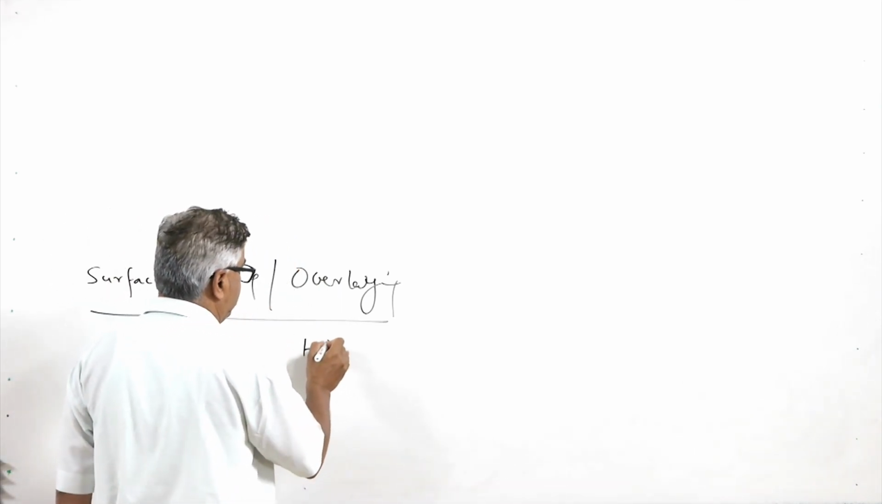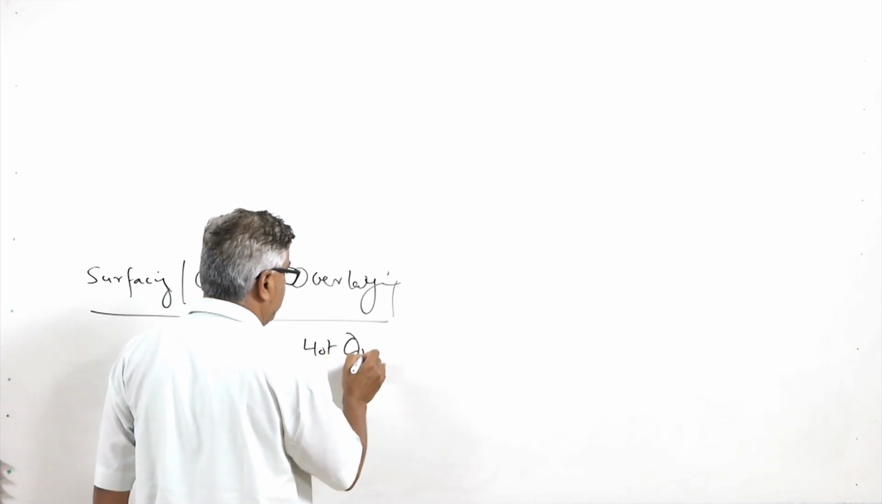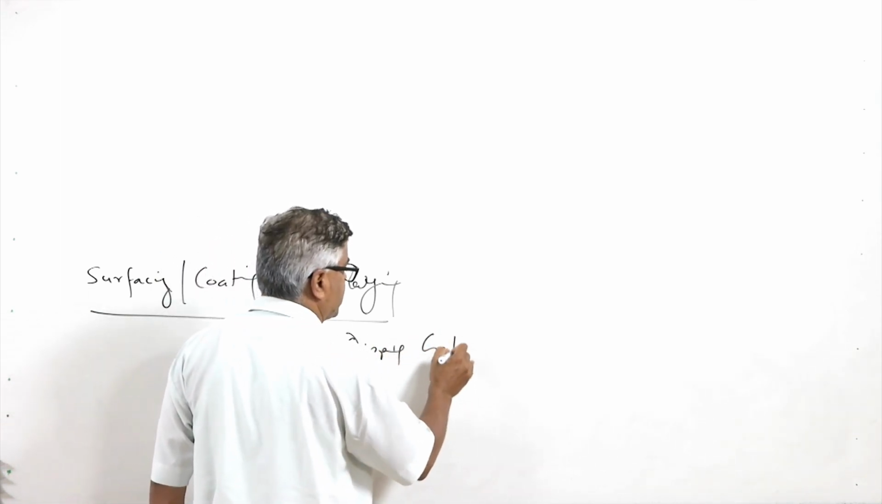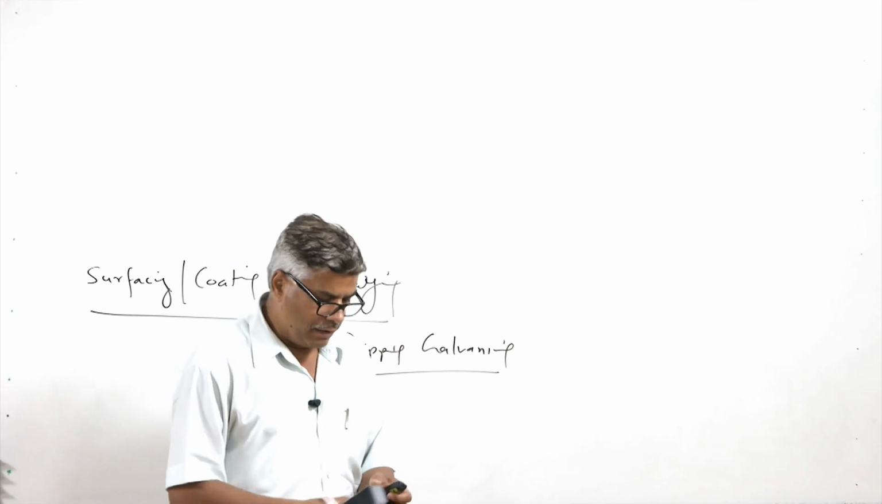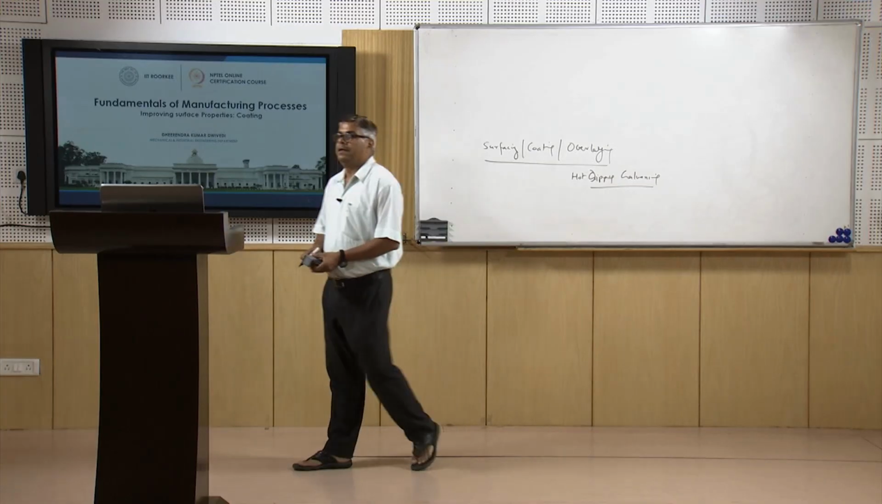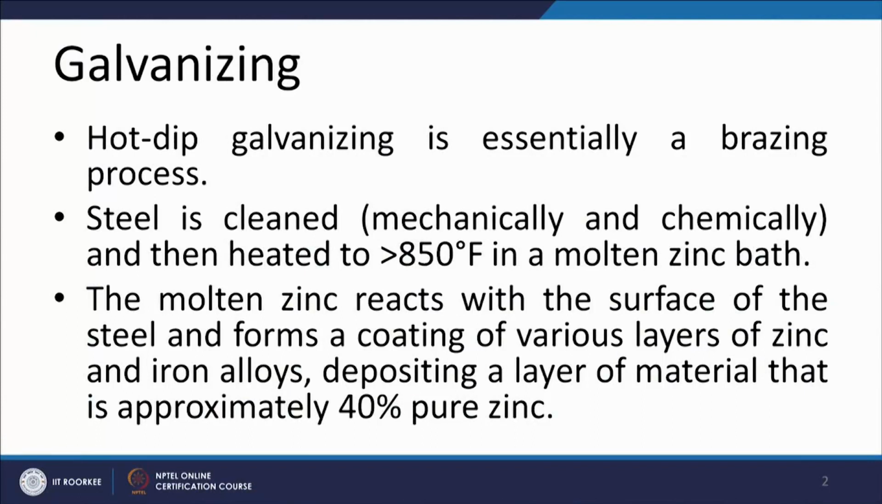Like in the case of hot dipping for galvanizing purpose, this is what we can see in this diagram on this slide. Hot dipping is essentially a brazing process. Steel is cleaned mechanically and chemically and then heated to above a temperature of 850 degrees Fahrenheit in a molten zinc bath, and the molten zinc reacts with the surface of the steel and forms a coating over the surface, a coating of various layers of zinc and iron.